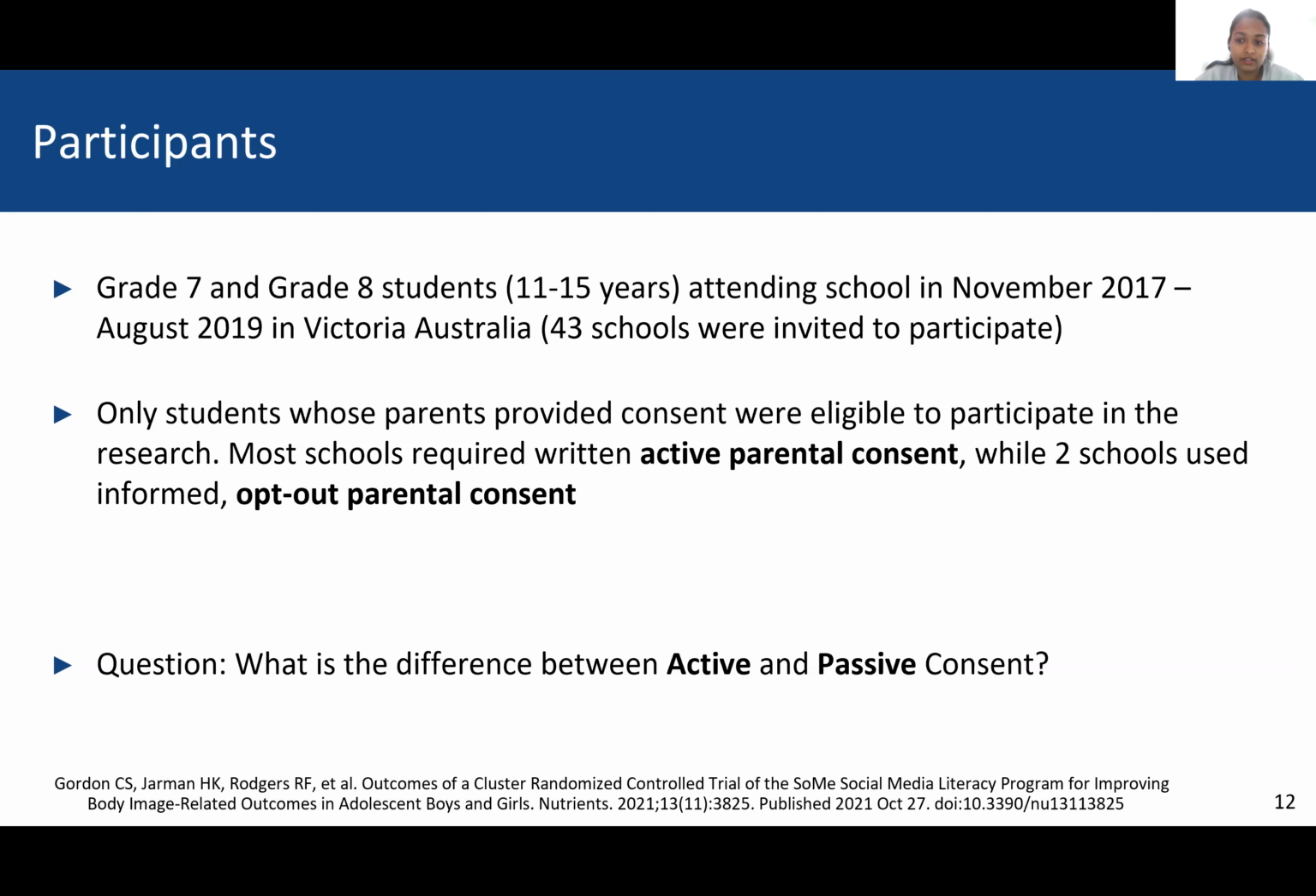There were a total of 8 schools that participated in this trial, and 6 of them required written active parental consent, whereas 2 schools used informed opt-out parental consent, whereby parents could actively choose to withdraw their child from the research. So before moving on, can someone tell me the difference between active and passive consent, or is there any difference? Because before doing this study, I did not even know that there are 2 types of consent. So I just want to understand if anyone else has this issue as well.